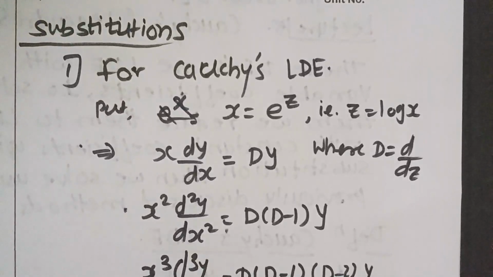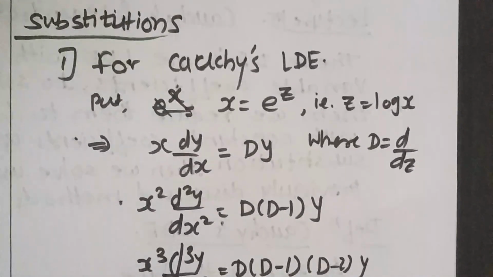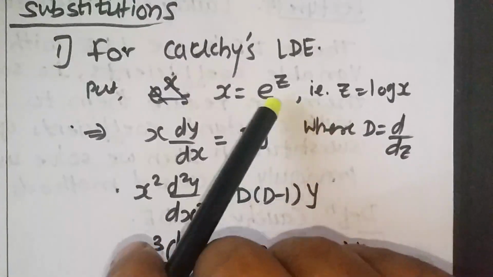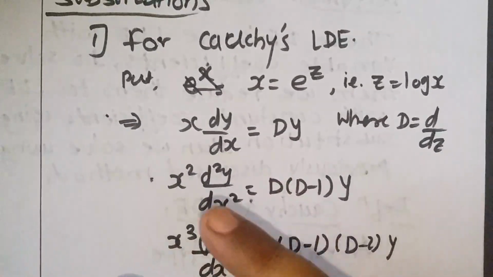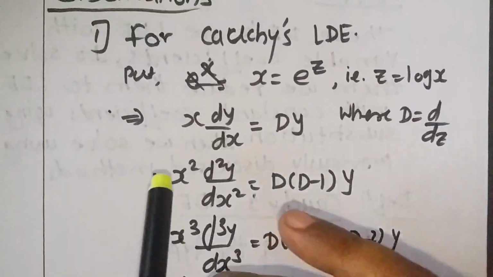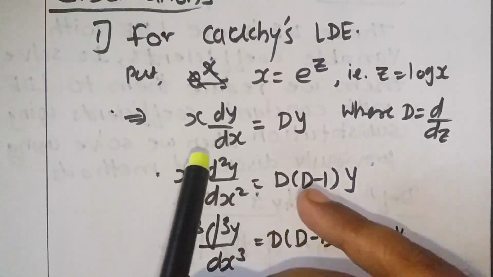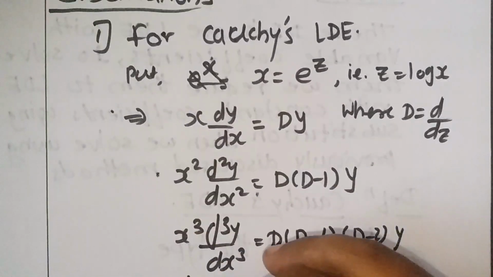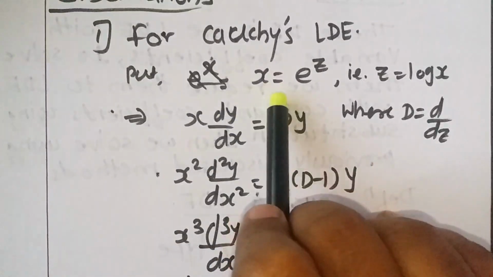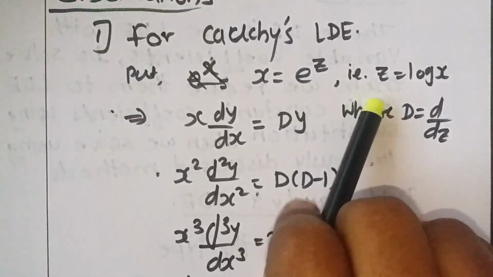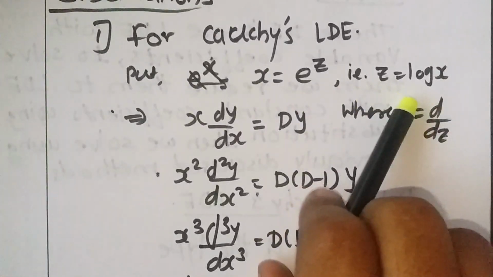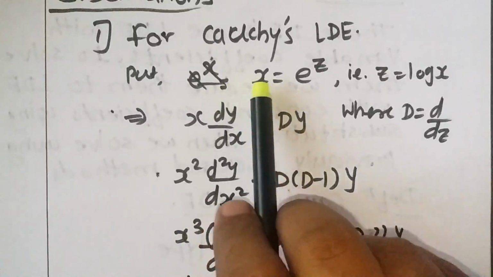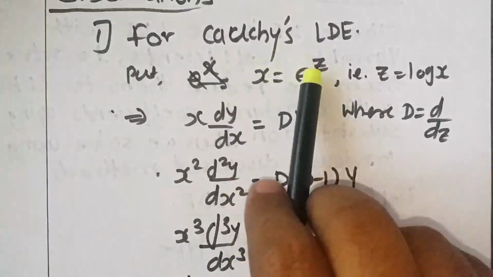Here is the substitution for Cauchy's differential equation: we put x equal to e raised to z. This substitution is fixed for all Cauchy's differential equations. Whenever you find a differential equation of the Cauchy type in a problem, you put x equal to e raised to z, that is, z equal to log x. We are changing our variable x to z, and in terms of z we are writing.